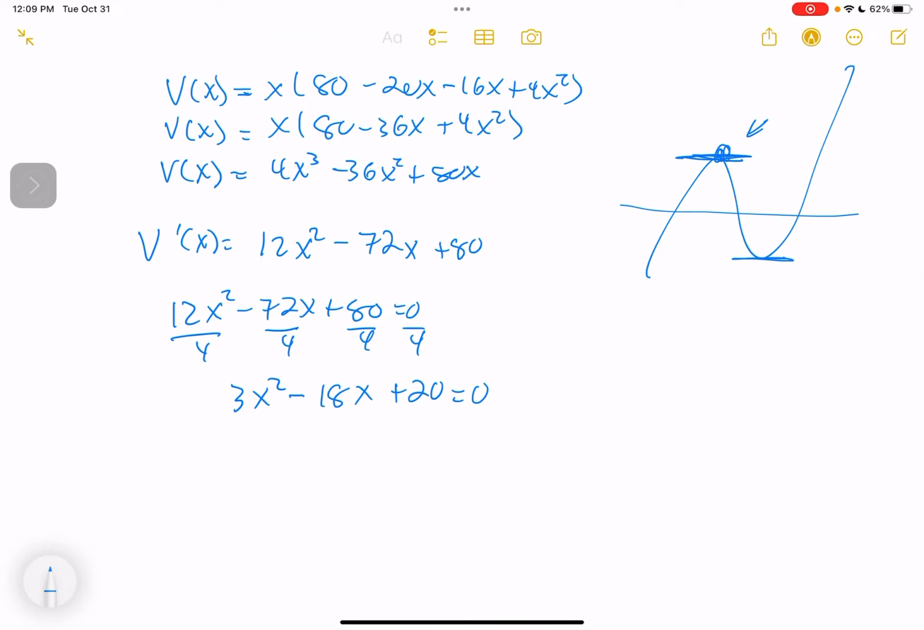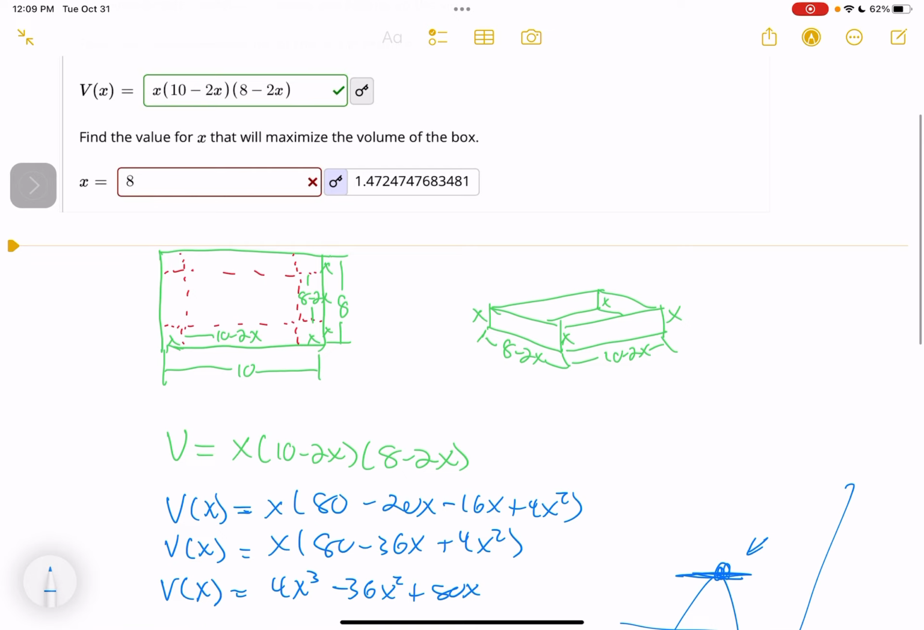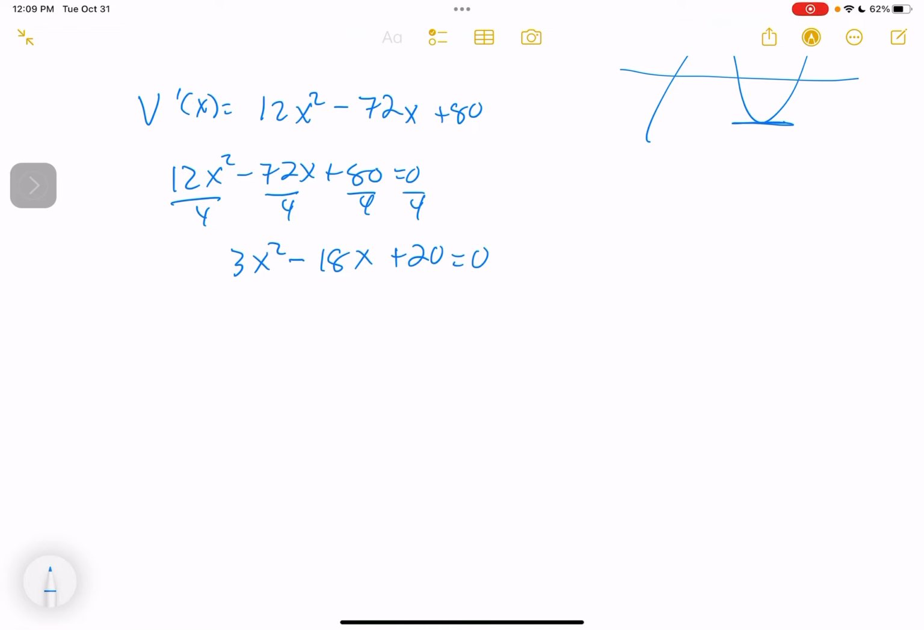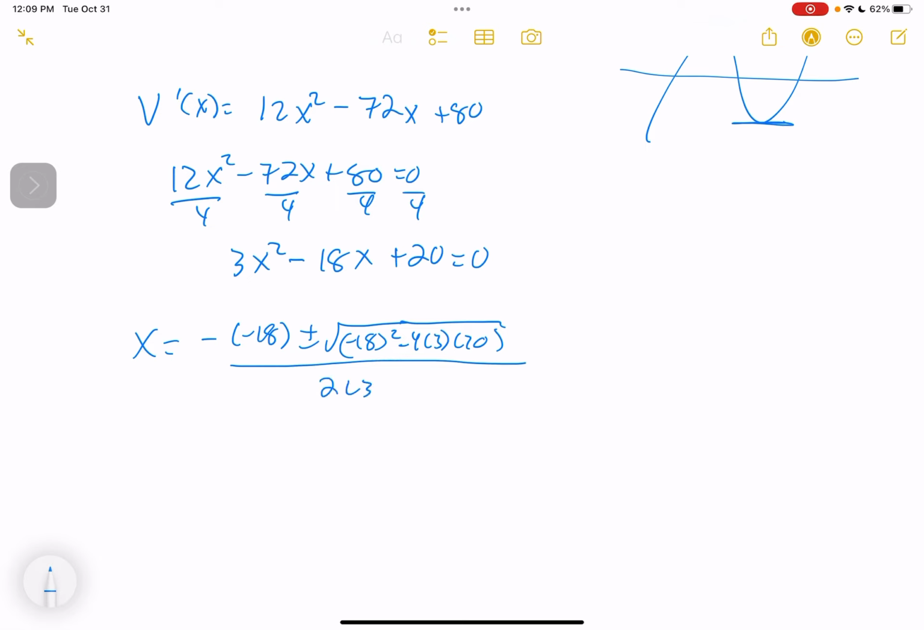And I'm not going to fight with trying to factor that. I think I'll just go to the quadratic formula. I mean, this might be factorable, thinking the factors of 20 that add to be 18. But given that I happen to have a glimpse of the answer, I'm just going to go ahead and use the quadratic formula. So x would be negative of negative 18 plus or minus the square root of negative 18 squared minus 4 times 3 times 20, all over 2 times 3.